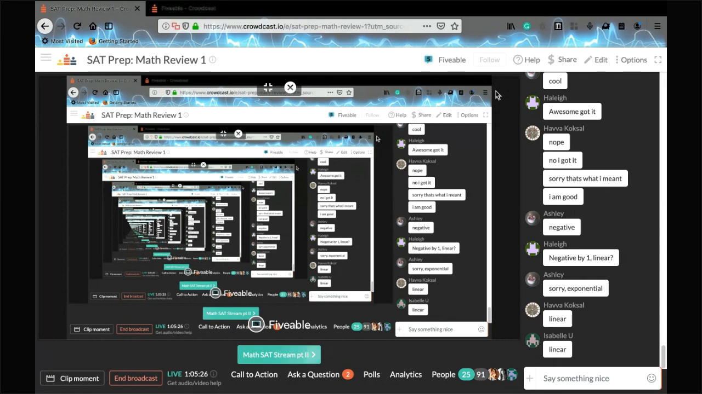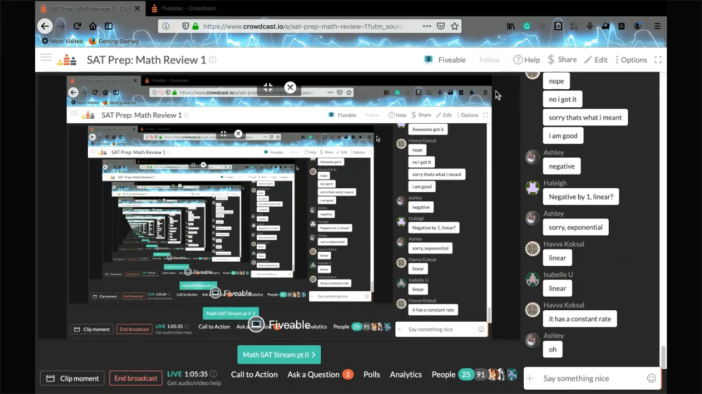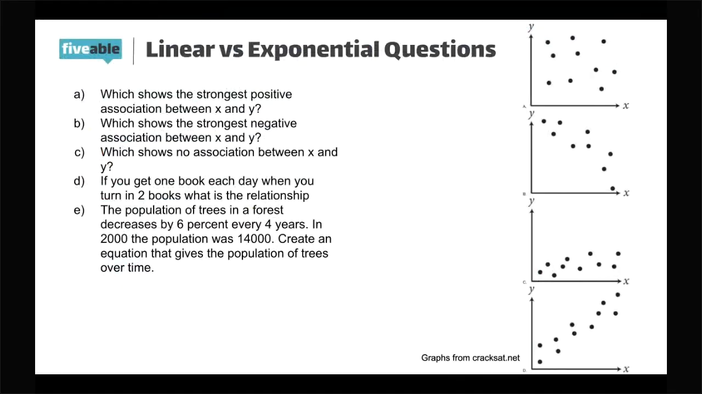So we have to think about it. Yes, negative by 1. We put in 2 books and we get 1. So we have a constant change of -1 books on the amount of books I have. If it was something like every 2 books I turned in, I got 1 back, but the next time it was 3 books I turned in and got 1 back, and the time after that, 4 books I turned in, 1 I got back, then it would be exponential. Great. All right.